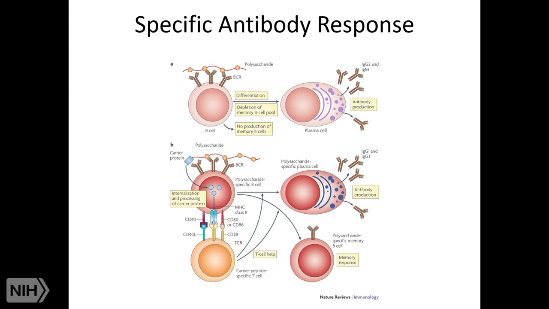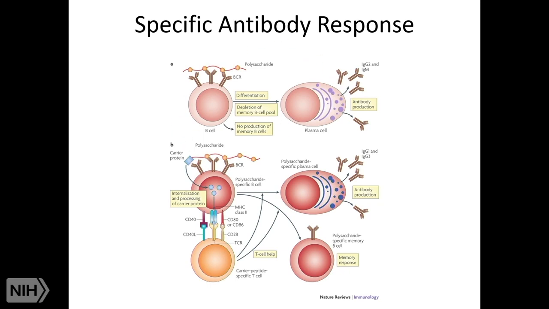Another thing that there's some confusion about is when we test protein antigens or conjugated antigens. Whenever we test antigens that are purely polysaccharides, we have B cells that are going to make plasma cells, and they're going to produce IgG2 and IgM mostly. There are going to be no memory cells, and no T cells involved here.